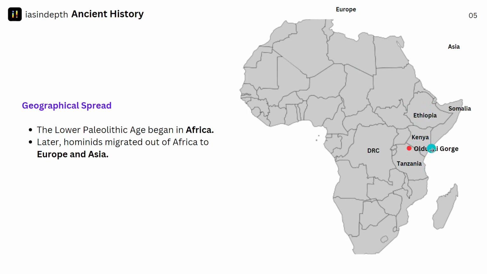So we have already discussed Olduvai Gorge, where we have discovered the first stone tools made by hominids or Homo habilis. And Olduvai Gorge is located in Tanzania. It's near the border with Kenya. And Tanzania is a country in the Eastern African region of the African continent.